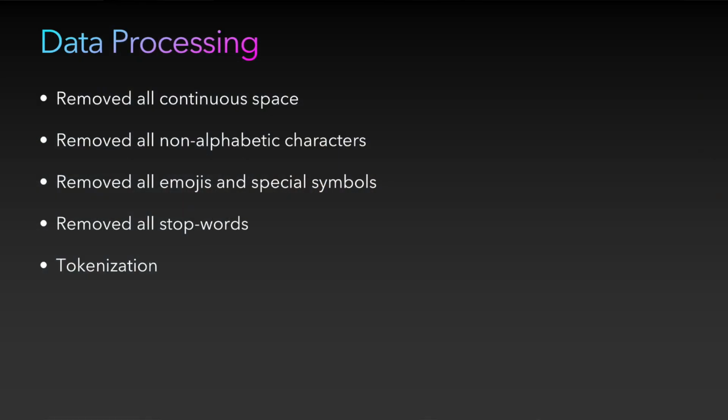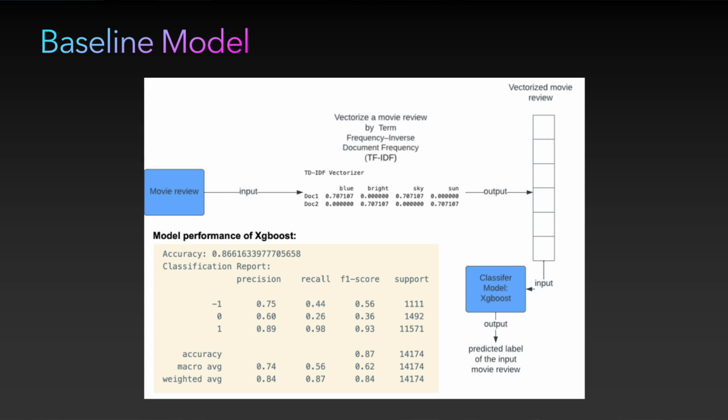For the data processing, we have done a series of steps to improve the data quality, including removing all continuous spaces, non-alphabetic characters, all emojis, special symbols, and stop words. And we have done the tokenization. Then comes the baseline model. We'll dive into the architecture and the performance of our model.